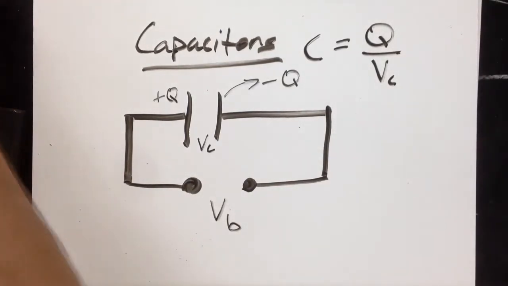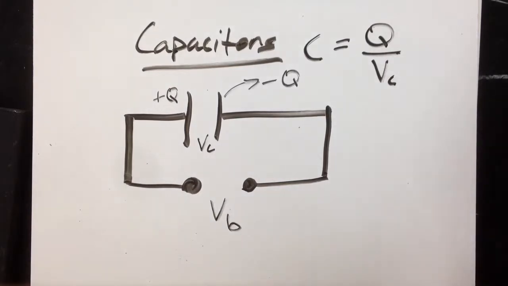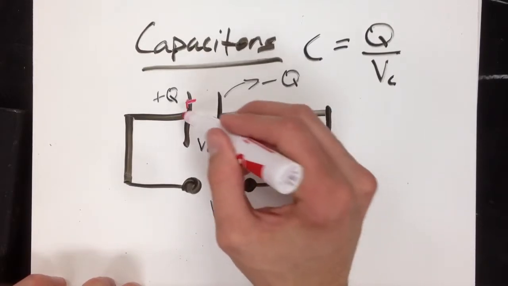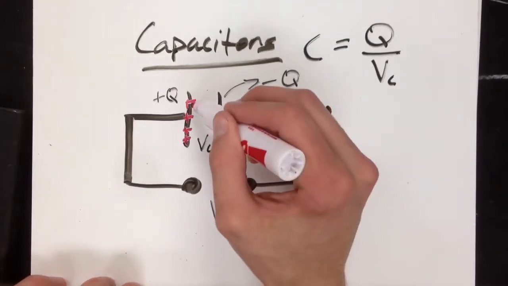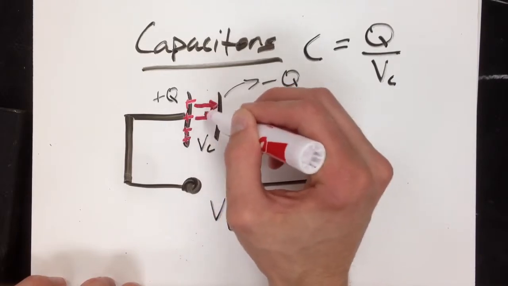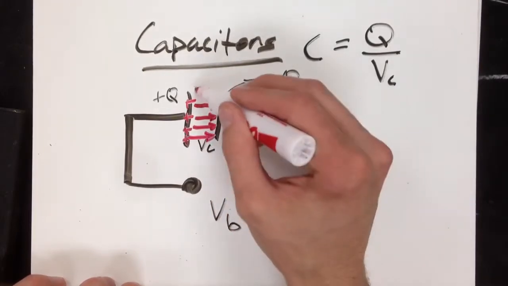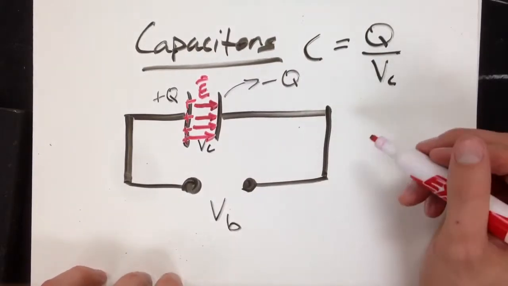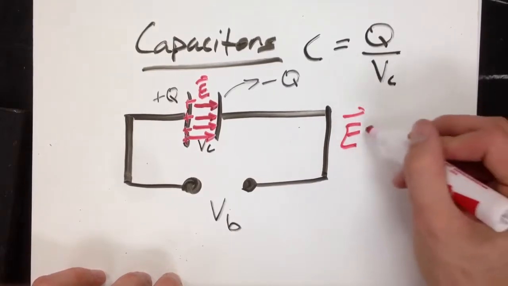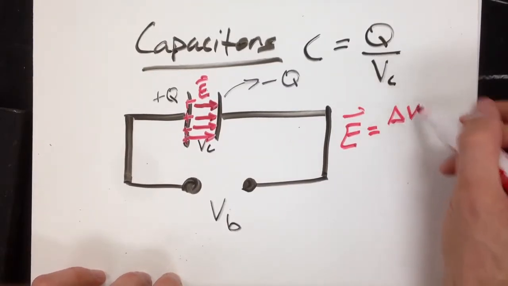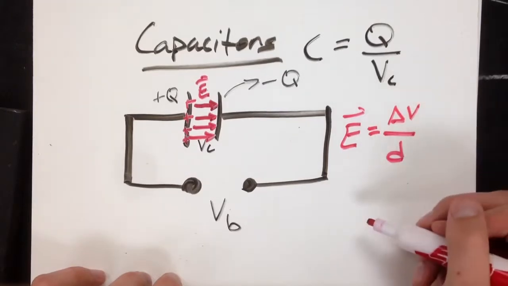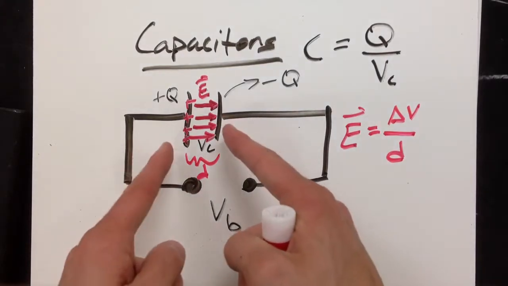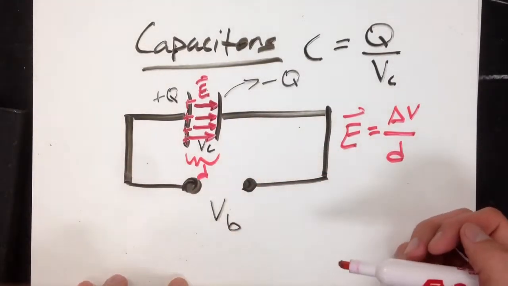Well, in between those two parallel plates, there is an electric field. Over here I've got positive charge all along this plate, so my electric field would flee from that towards the negative. Now, a very useful equation for electric field: electric field is your change in voltage over your distance. These plates are a certain distance apart, with a certain amount of separation between the two.